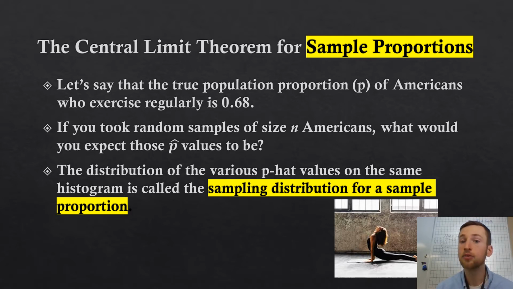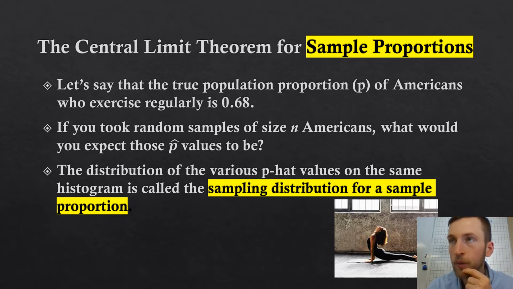So let's say that the true proportion of Americans who exercise regularly is 68%. In other words, if we took every single American, p, or the true proportion of Americans who exercise regularly, would be 68%. Then if we took random samples of size n, whatever n is, maybe it's 10, maybe it's 20, what would you expect those p hat values to be, or what would those sample proportions be?